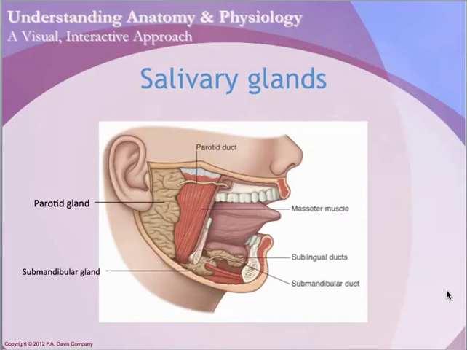The enzymes in the saliva that begin the digestion process are amylase, which breaks down starch, and lipase, which begins the digestion of fat. Really, the main goal of saliva here is to moisten food and transform it into a bolus that can be swallowed easily.